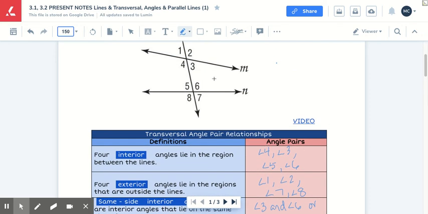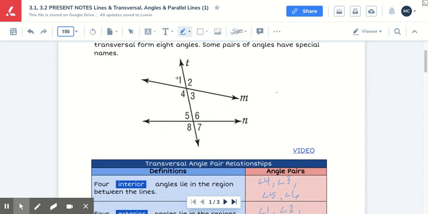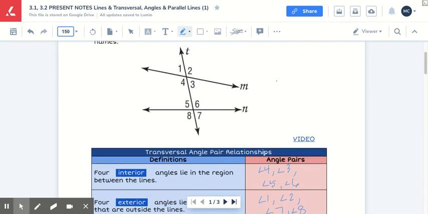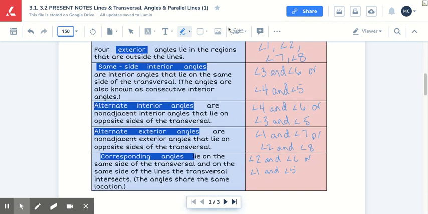Let's go back and look again. So some others that have corresponding location would be the two that are on the top left of the two lines that are cut by that transversal. So angle 1 and angle 5 are also corresponding. Okay, we could also have the ones that are on the bottom left. So the bottom left of the top transversal is angle 4. The bottom left of the bottom transversal is angle 8. So angle 4 and angle 8 are corresponding angles.